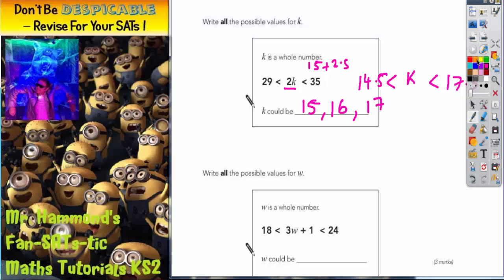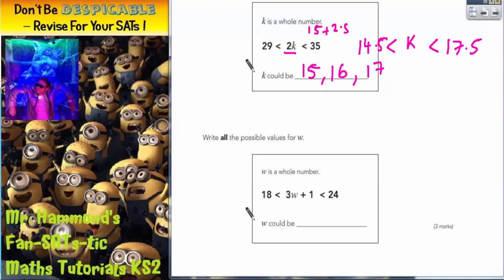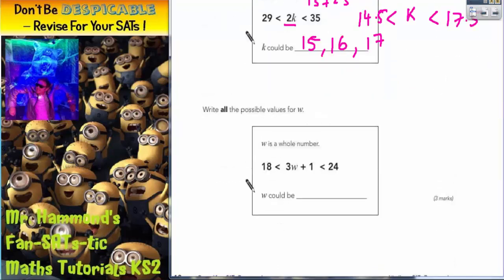If we scroll down to look at the second one, again, we've got a similar sort of thing. This time we've got to write all the possible values for w. W is a whole number, and when you do 3 lots of w and add 1, the answer must be between 18 and 24. Well, what we're going to have to do is undo this add 1 and undo this times by 3, so that we've just got w on its own.